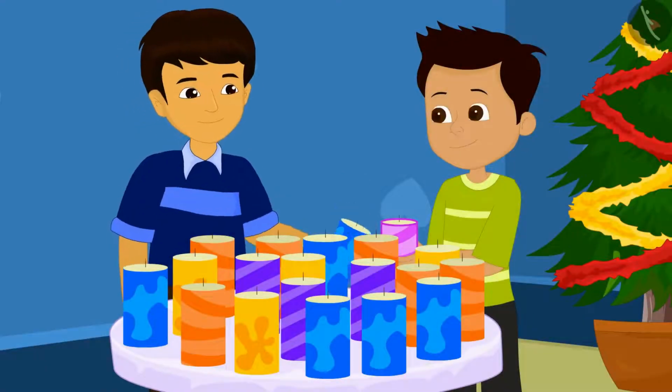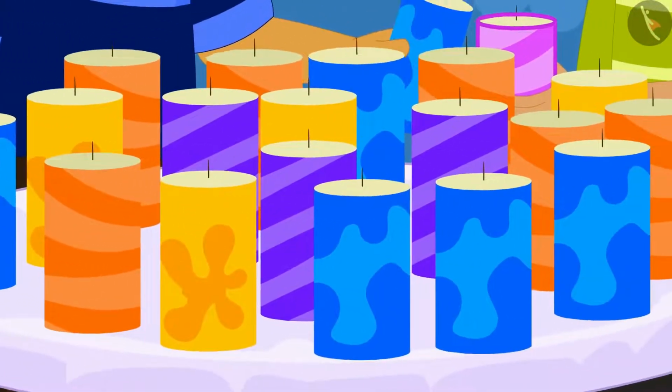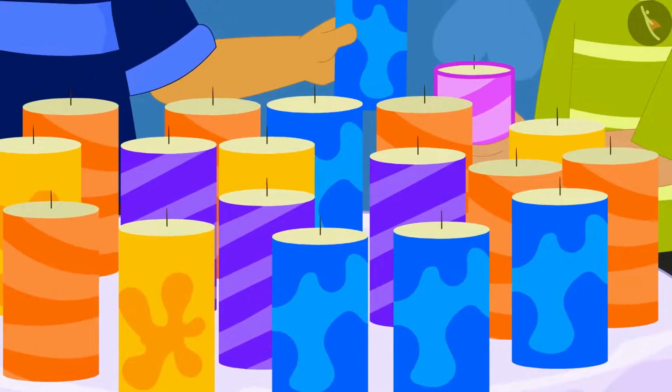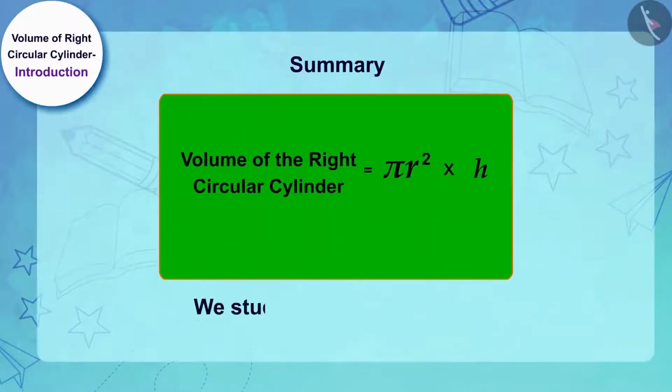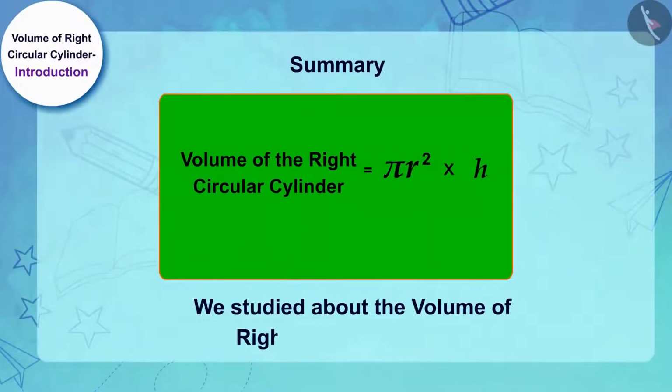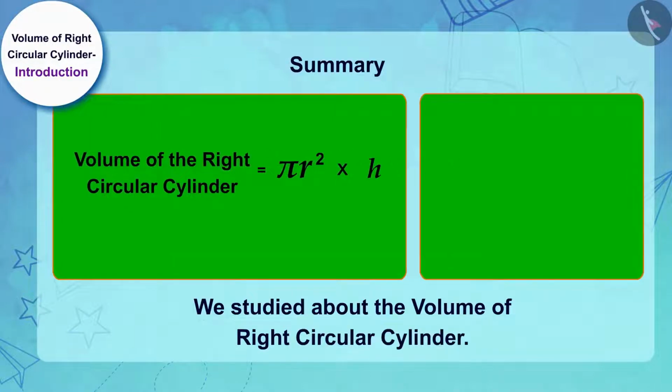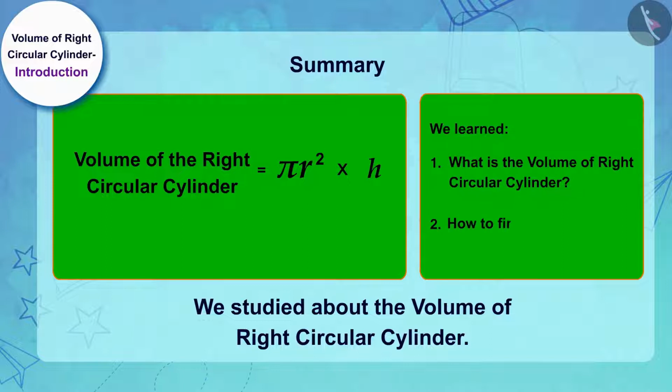The two friends made 20 candles together and decorated Thomas's house with those candles. In this video, we studied about the volume of right circular cylinder. We learned 1. What is the volume of right circular cylinder? 2. How to find volume of right circular cylinder. In the next video, we will see some interesting examples based on this.